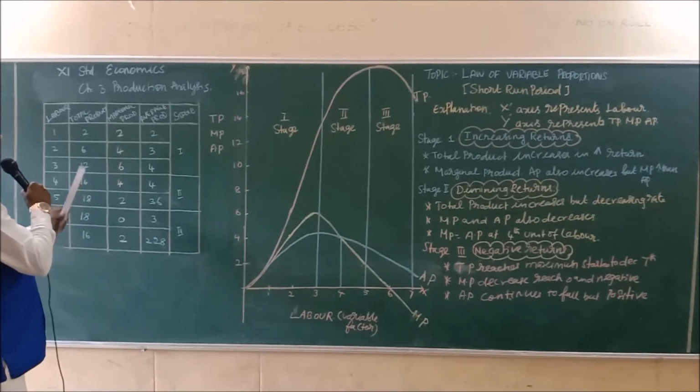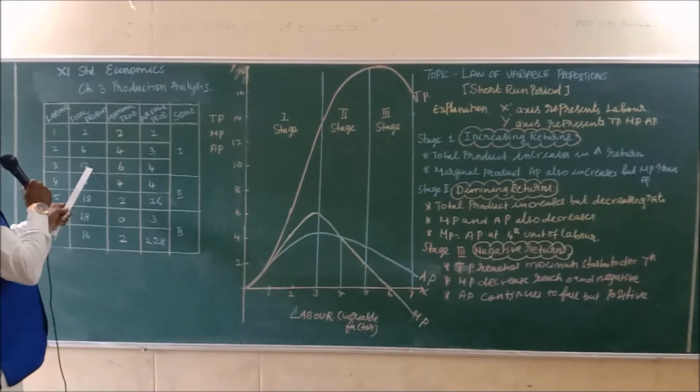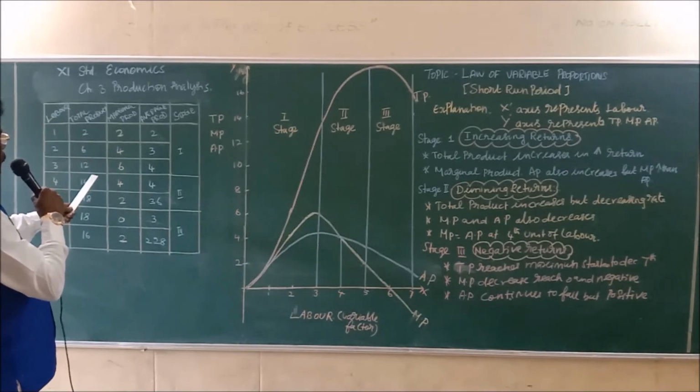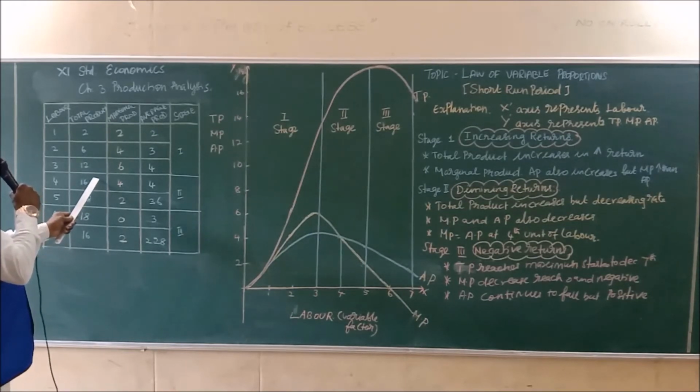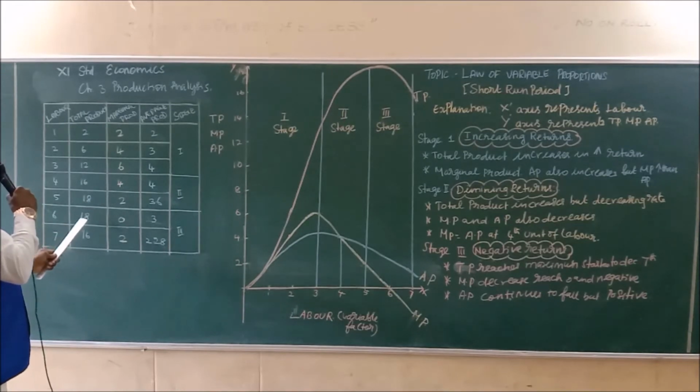That is why the first, second, third unit of labor will be called increasing returns. Then the 4th and 5th units increase the output on a diminishing return basis, diminishing return scale. And the 6th and 7th one is diminishing or negative returns.